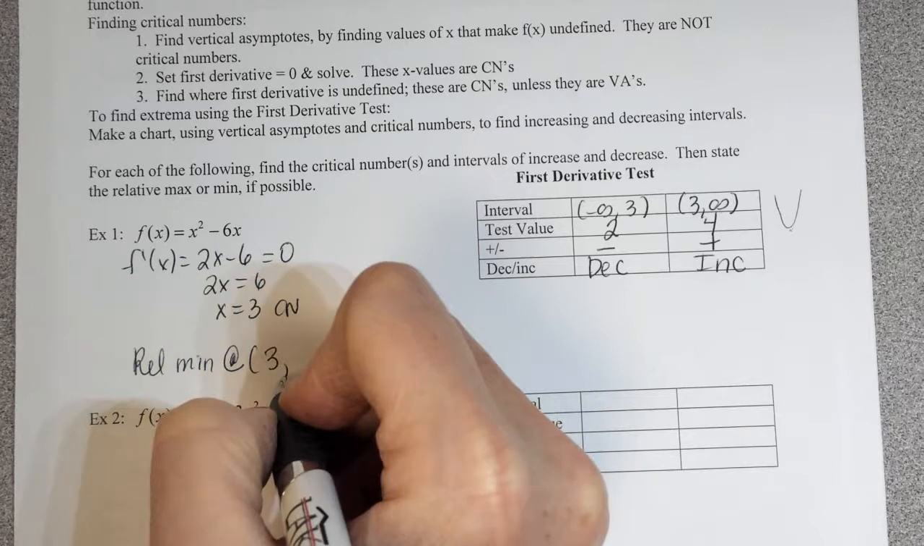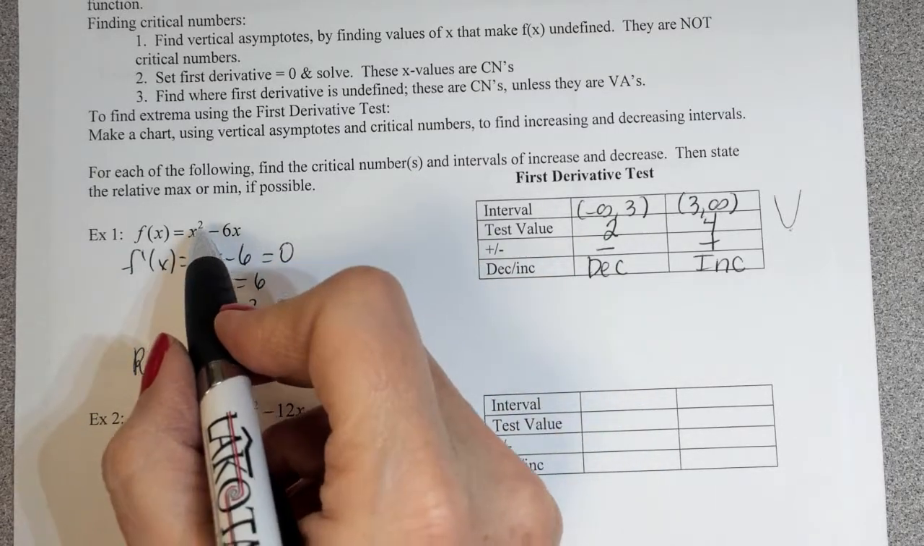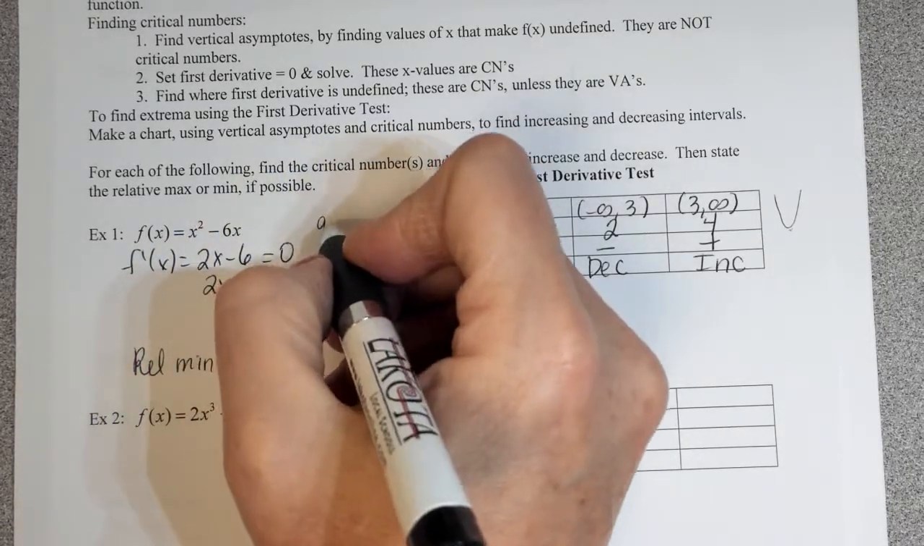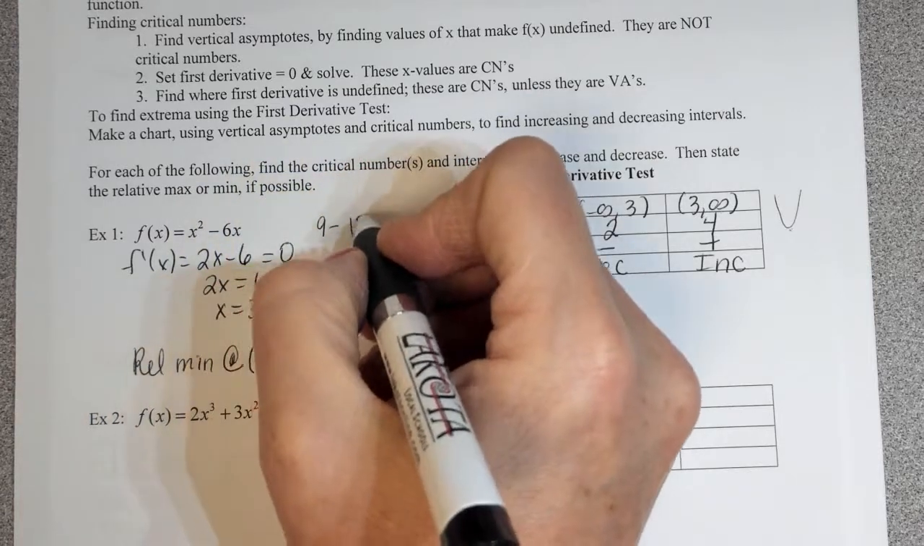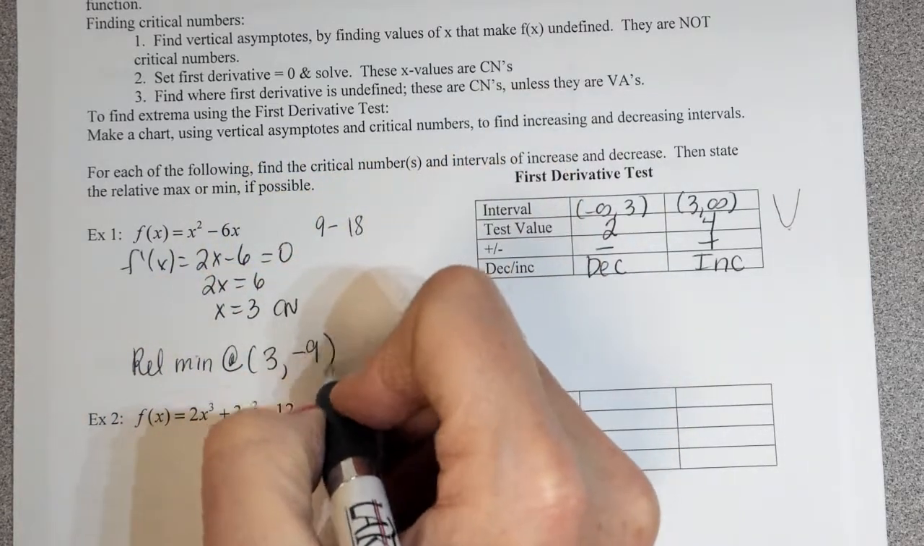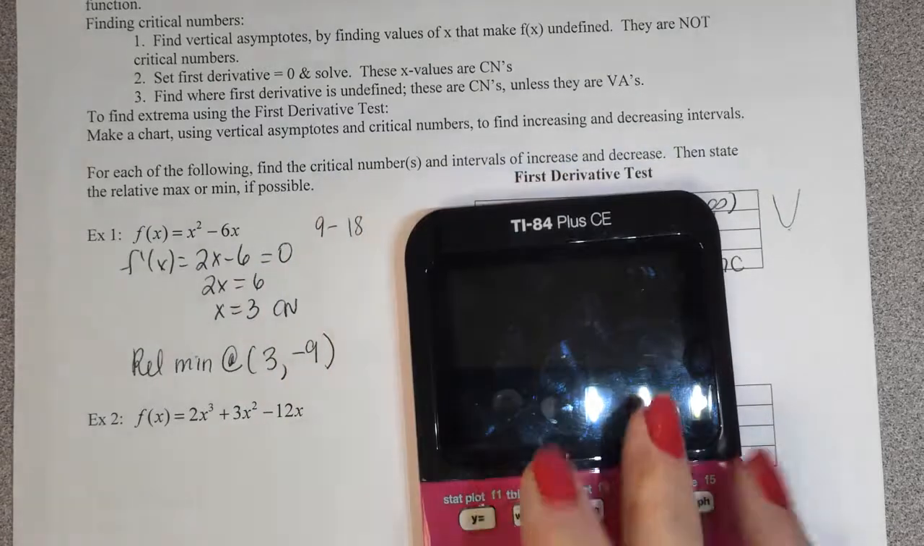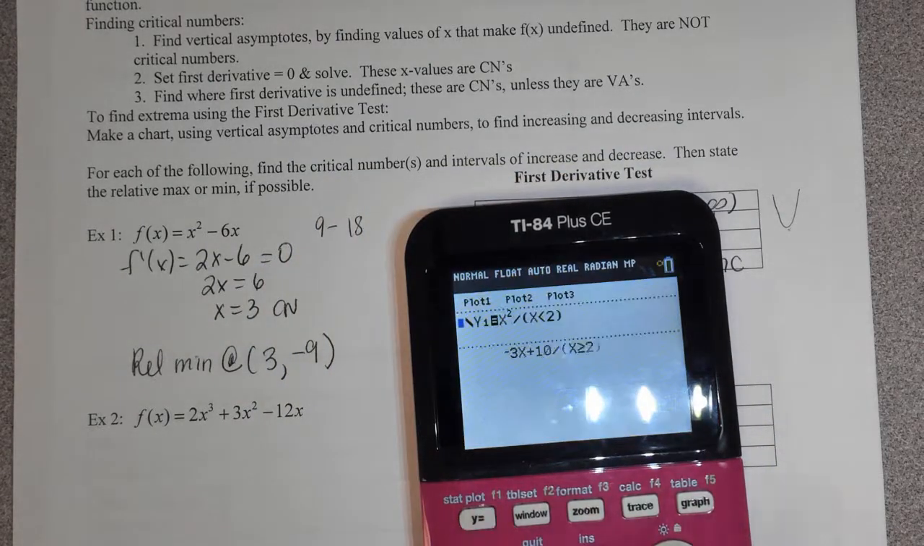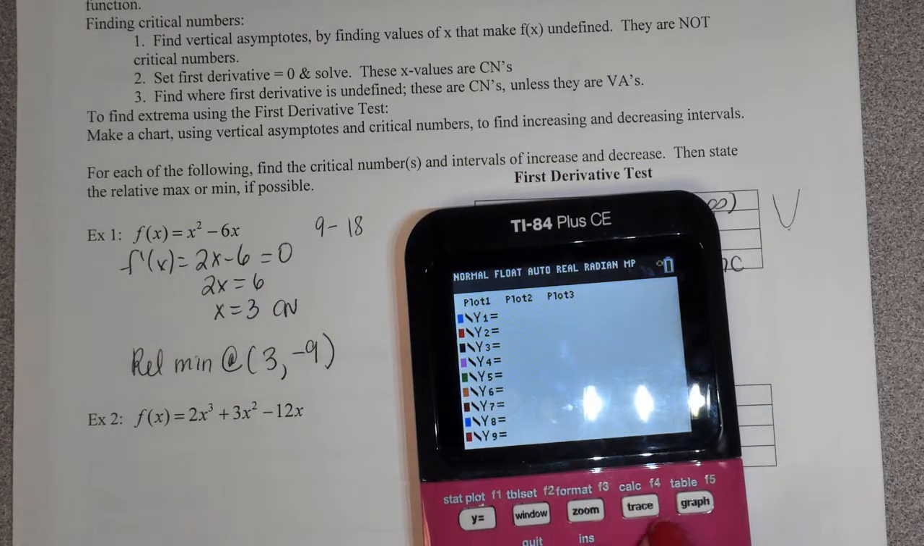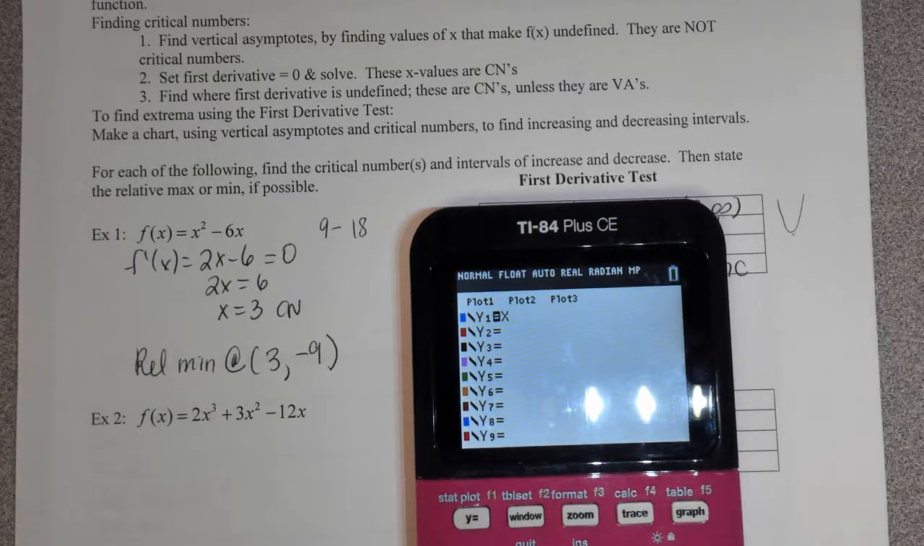at 3, comma, back into the original. 3 squared is 9. 9 minus 6 times 3 is 18, and that gives me negative 9. If we weren't sure about that, we could always check it on the calculator. Probably not necessary, but if you wanted to.